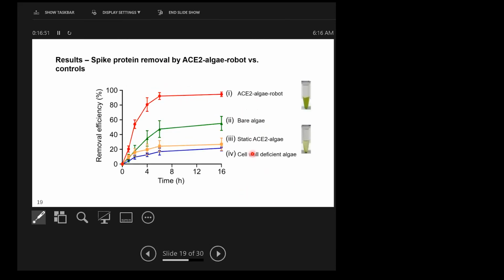By using the same density of the algae, we also compare the spike protein removal with different treatment groups. We can see the robot group shows highly efficient binding and more than 90% removal efficiency. In comparison, the active bare algae without ACE2 receptor and the static algae without motion ability display only 45% and around 20% removal efficiency after a 16-hour operation.